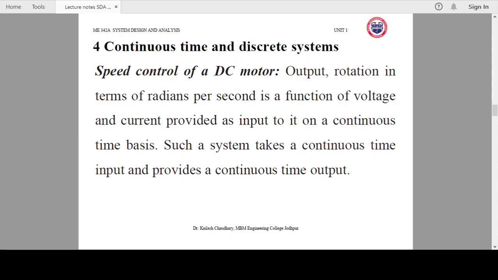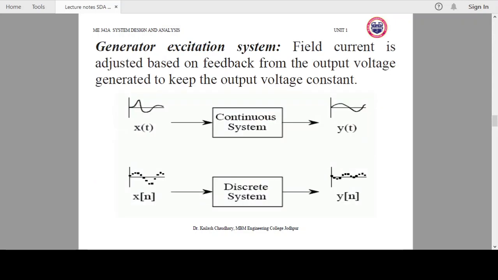So let us talk about an example of speed control of a DC motor. Here the output is the rotation in terms of radians per second, and it is a function of voltage and current provided as input to it on a continuous time basis. So such a system takes a continuous time input and provides a continuous time output. So those systems that use continuous time input and get continuous time output are known as continuous time systems.